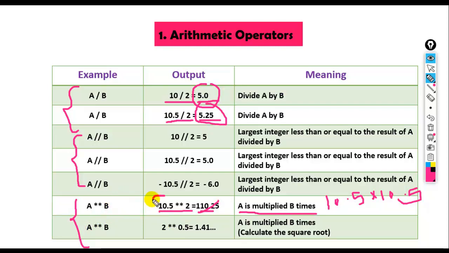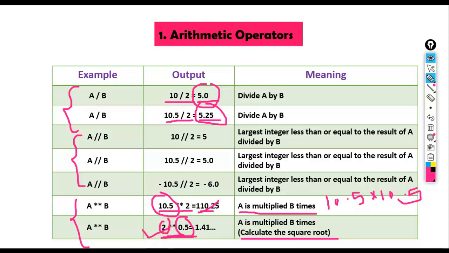As you can see in this example we have used floating point number over here, and in this example we have used floating point number over here, 2 raised to 0.5, which calculates square root of 2. So this way we can calculate square root of any number using power operator, that you can see over here. Any number raised to 0.5 calculates the square root of that particular number.